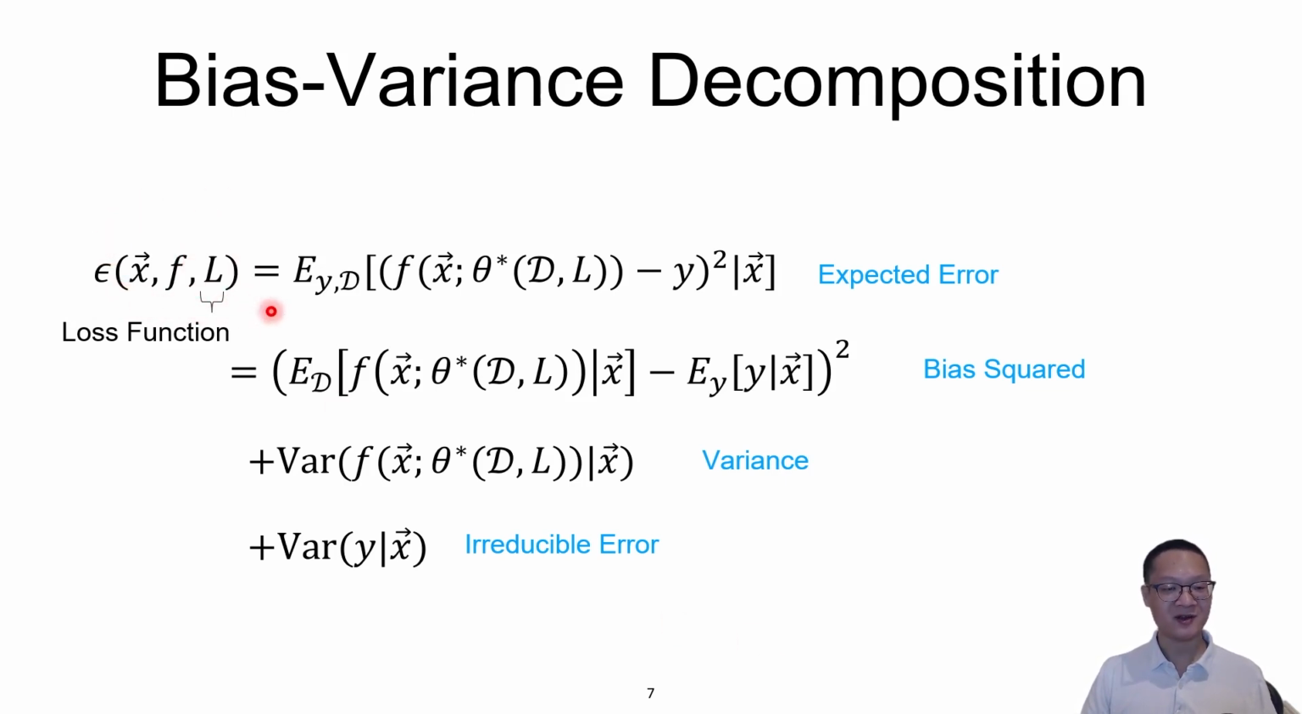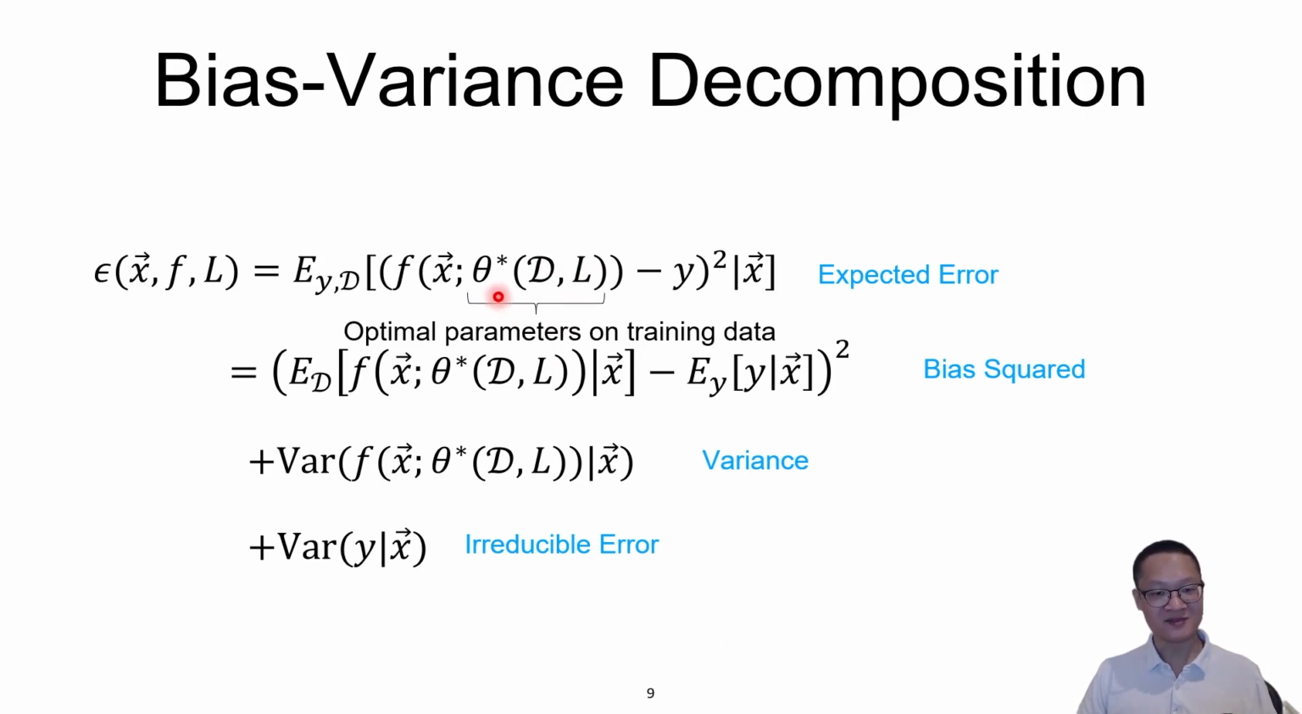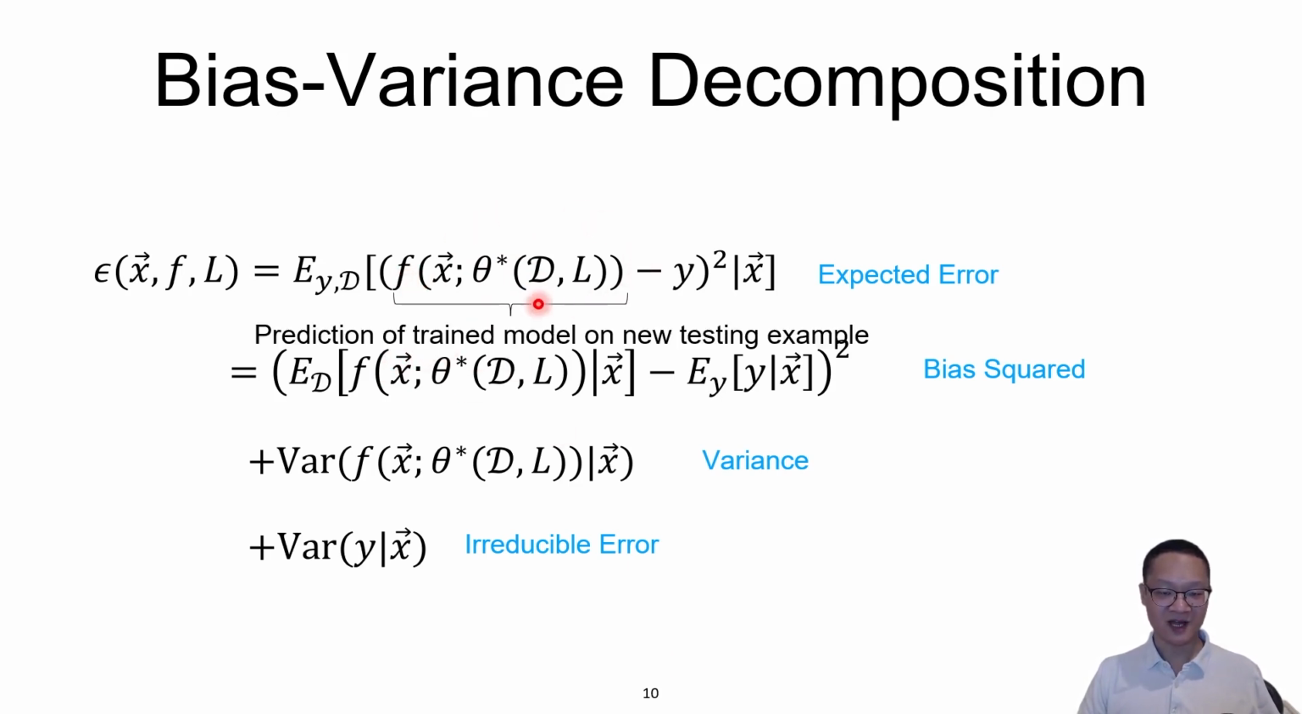Let's expand this out a little to get a mathematical definition of what we mean by expected error. Let's start from the inside. D is the training data set, and L is the loss function, as we covered. Theta star represents the optimal parameters on the training data given the loss function. If you give me a data set, then based on my loss function, I can always compute theta star. My model depends on theta star, which allows me to take as input some test example and output a prediction. So f of x and theta star of D, L is the prediction of the trained model on a new testing example.